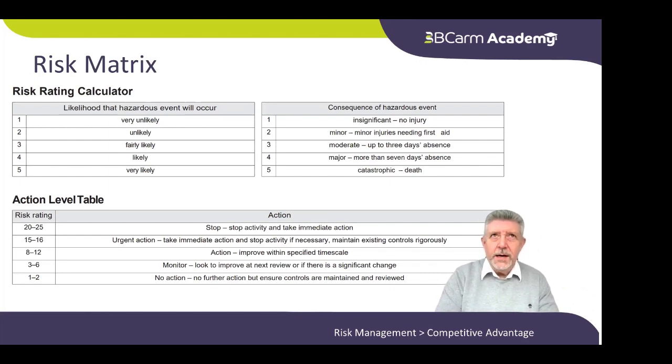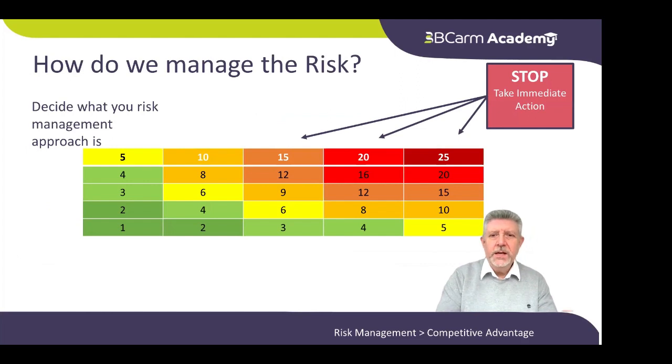then leaves us with an action table. So if we're in our 1s and 2s, then no further action, but just ensure that the control measures that we've got are still maintained and still working, etc. But if our risk rating comes out in the higher numbers, then it's a case of stopping and taking immediate action, and maybe trying to look at the job or the task and changing elements of it to try and reduce the risk.